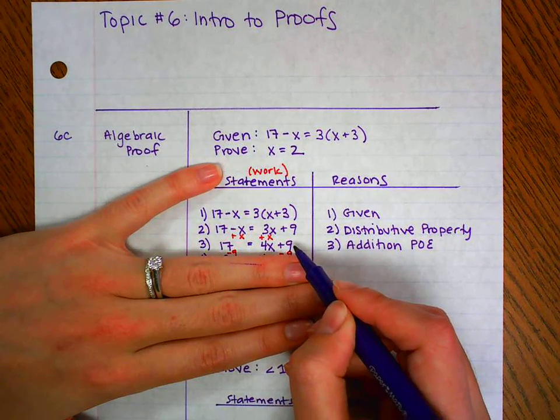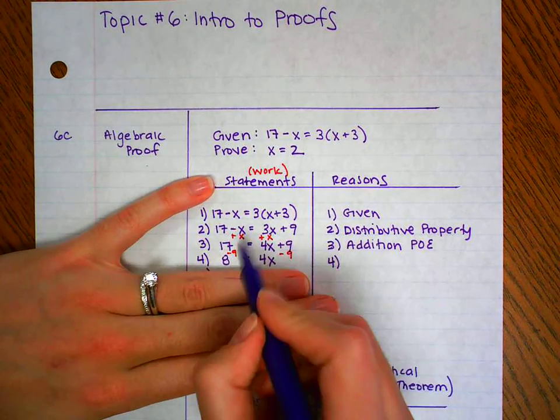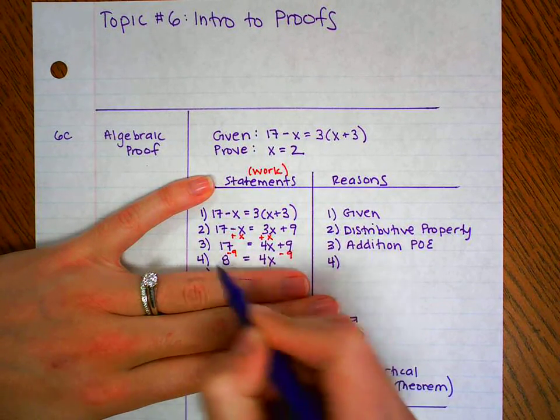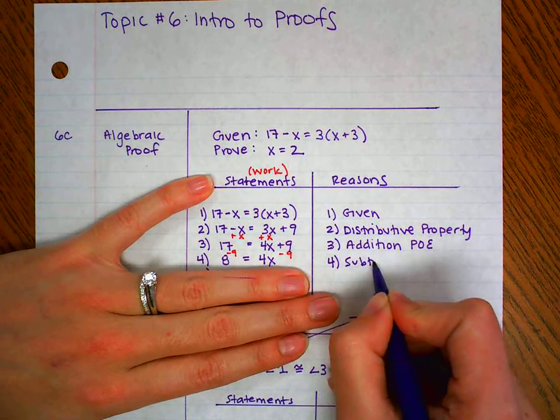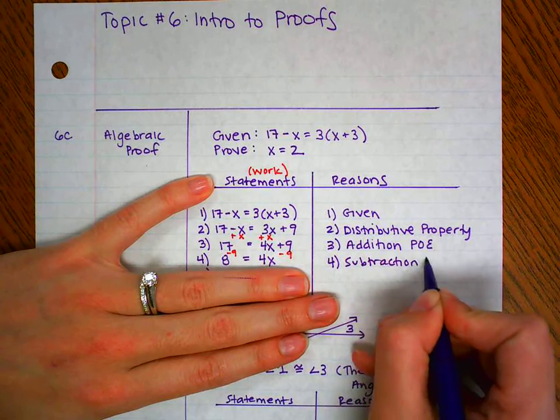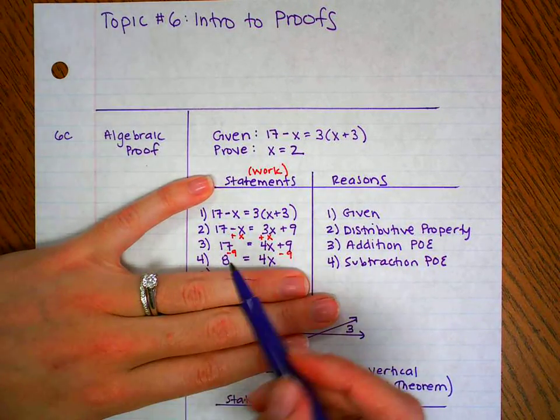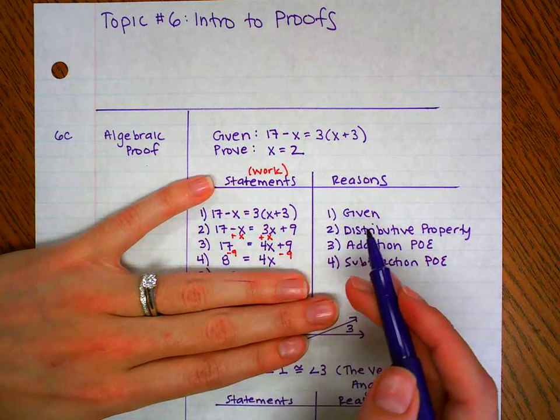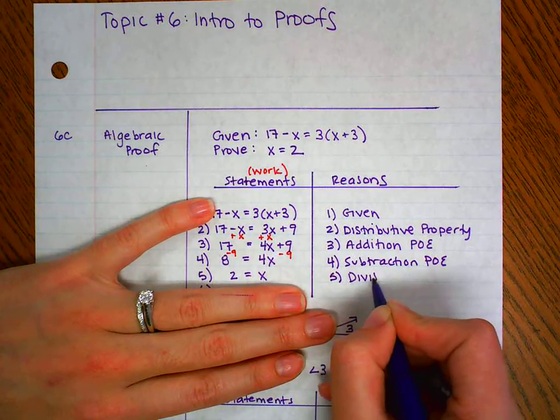Now we need to subtract 9 from this side so the x's are by themselves. So we subtract 9, and this has the same value. This is still valid, it's true, because of the subtraction property of equality. That's the reason I could do that last step to get me to here. Well, now we need to divide both sides by 4 to get x by itself. Surprise, surprise, that's our division property of equality.